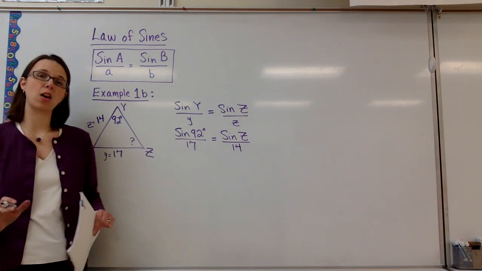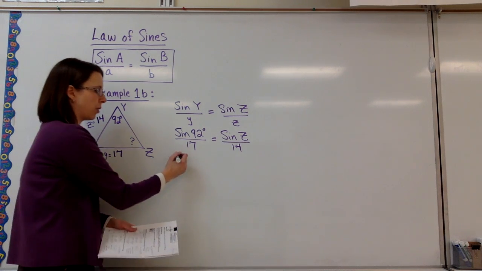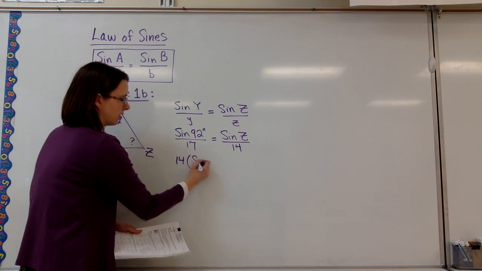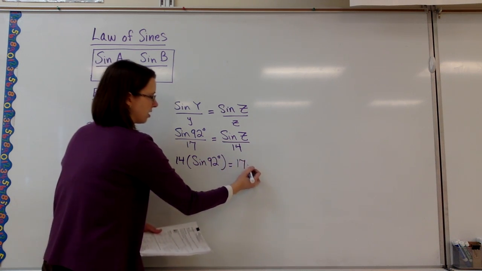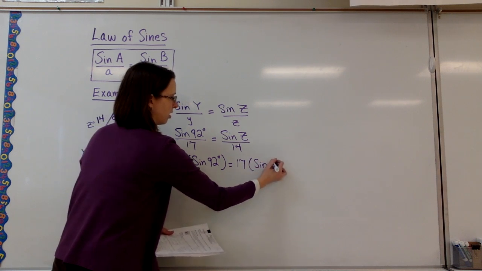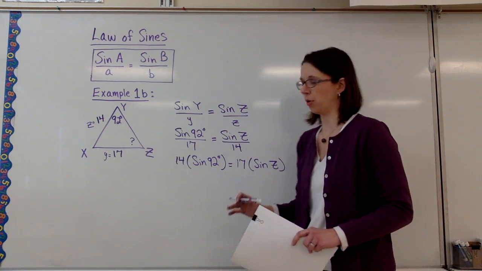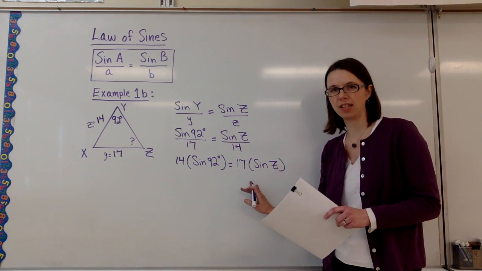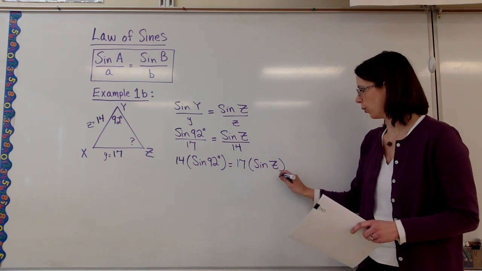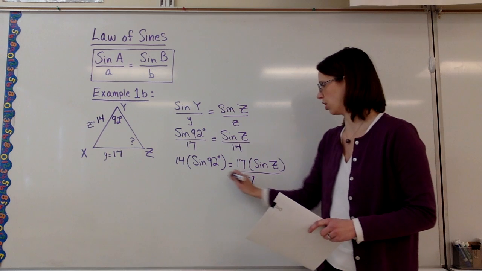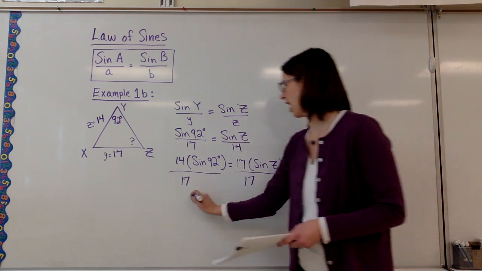Now, just like in the last video, in order to solve this proportion, we're going to cross multiply. So we get 14 times sine of 92 degrees equals 17 times sine of z. And so what we need to do is get z alone. First we're going to get sine of z alone. To undo the 17 on the right-hand side and get sine of z alone, we're going to divide both sides of this equation by 17.